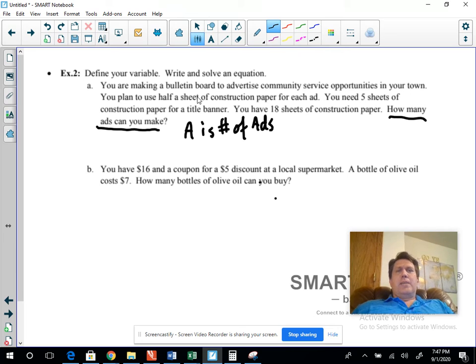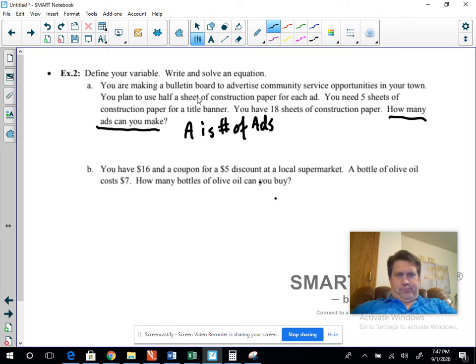So it says you're making a bulletin board to advertise community service opportunities in your town. You plan to use half a sheet of construction paper for each ad. You need 5 sheets of construction paper for a title banner. Okay, so it's going to be a half of sheet for each ad. You need 5 sheets of paper for a banner. You have 18 sheets of construction paper. How many ads can you make?